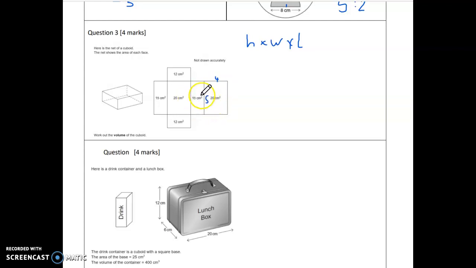And then if I look at this one, so that's now got to be 15, and this is 5, that would make this 3. So think about a cuboid, so if that's 3, this is going to be 3, and also that's going to be 4, so actually that would get me my 12 as well. So that would be 4, and then this one would be 3.